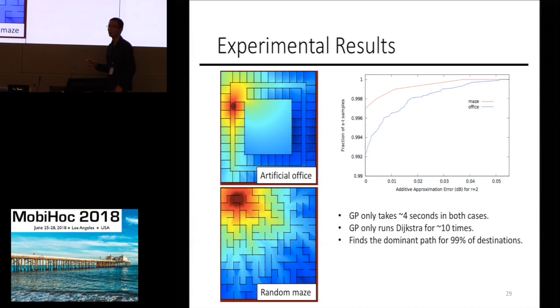Then we plot the error distribution in this plot. Here, the vertical axis is the fraction of the source destination samples, and the horizontal axis is the additive error. If we look at this point, this indicates that for 99% of the destinations, we're actually finding the exact dominant path. And if we look at this point, this indicates that for the remaining 1%, the error is within 0.05 dB. And that's it.